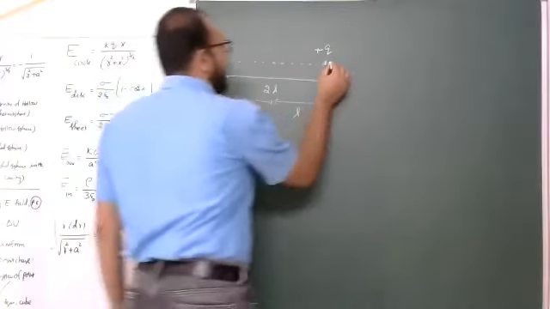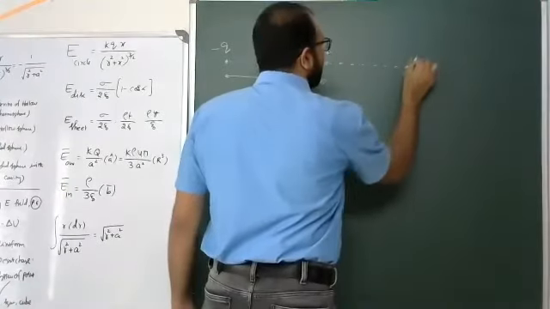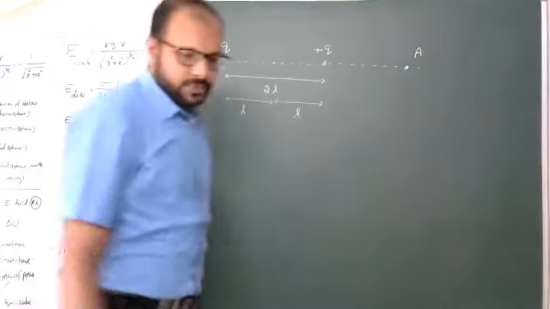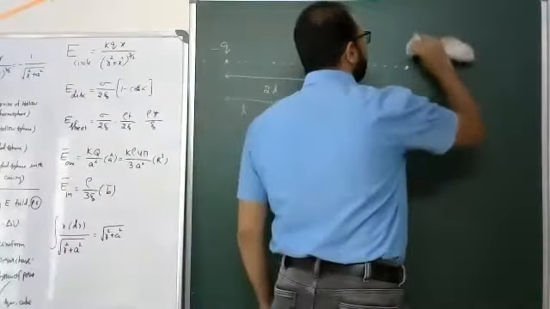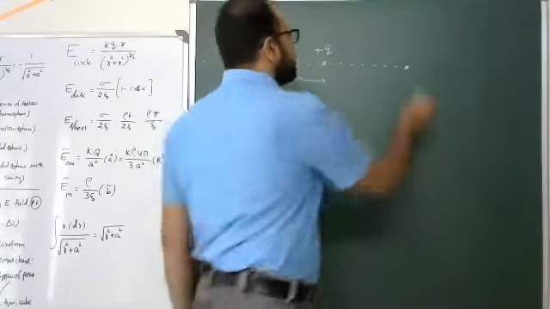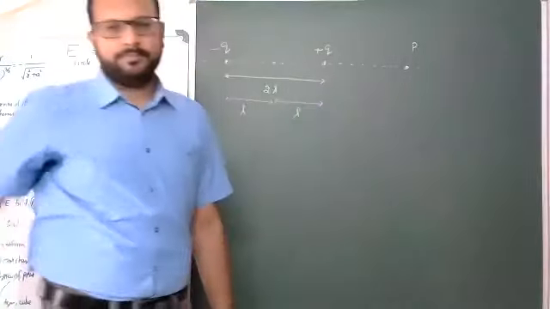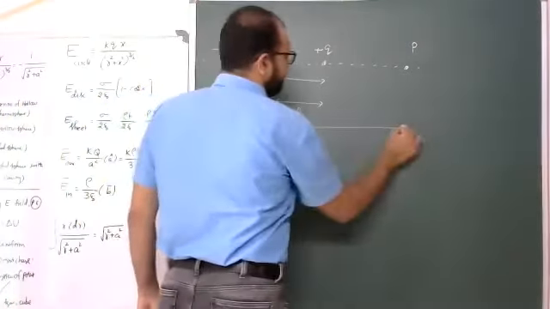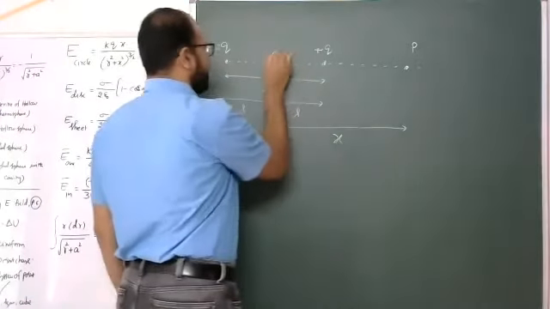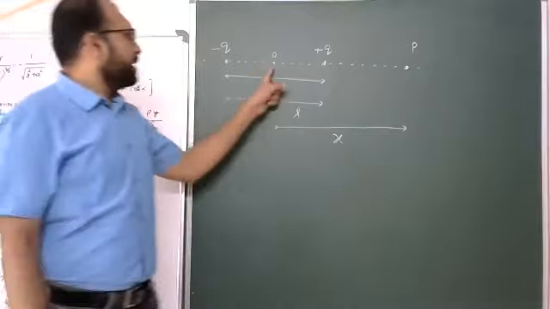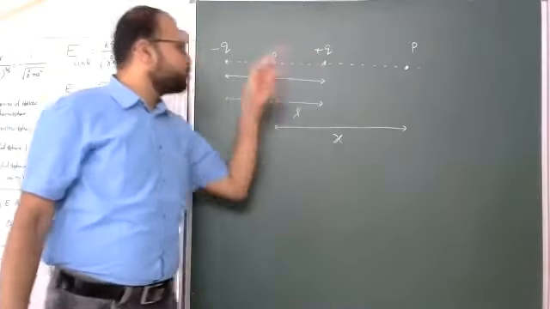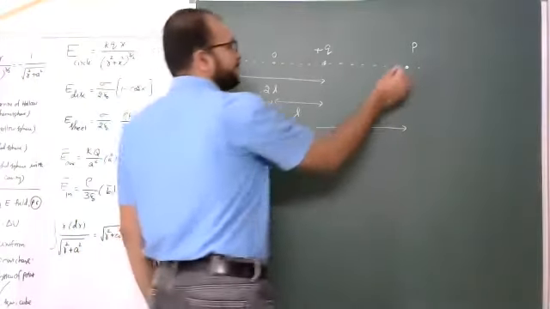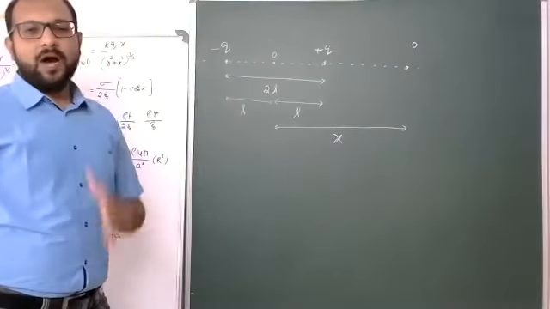Yes, so students, it is the axial line. Here, one point I am taking, point number P. This point P is at a distance small x from the origin O. Distance small x.